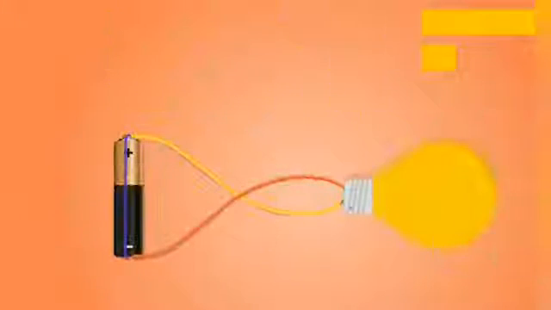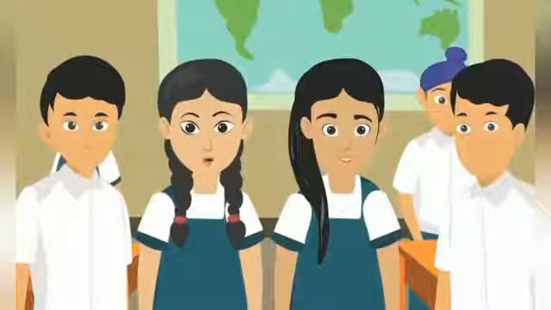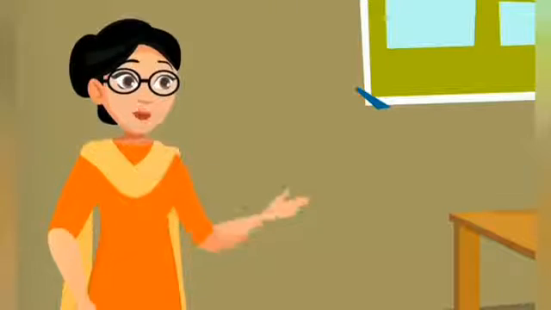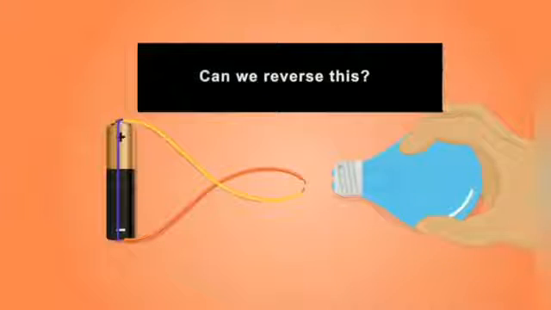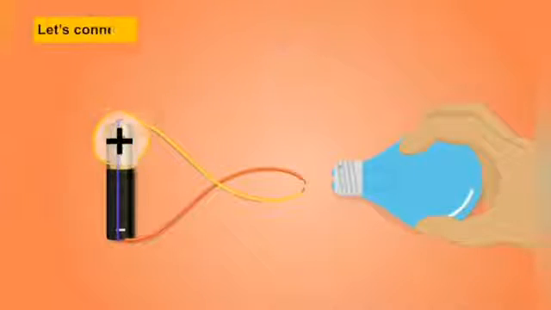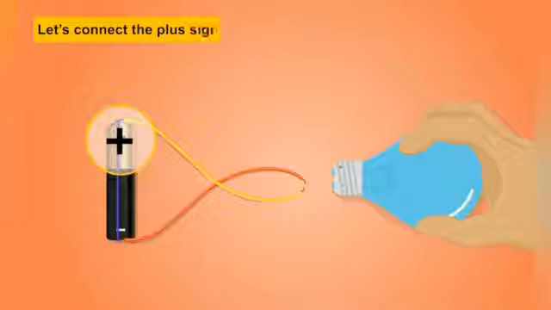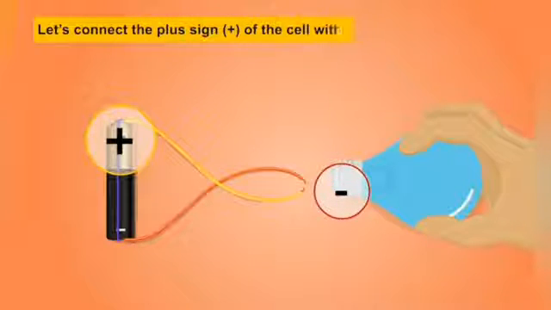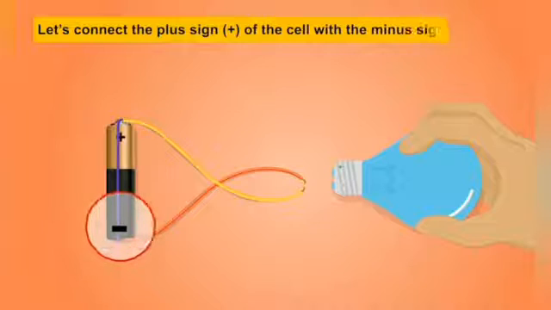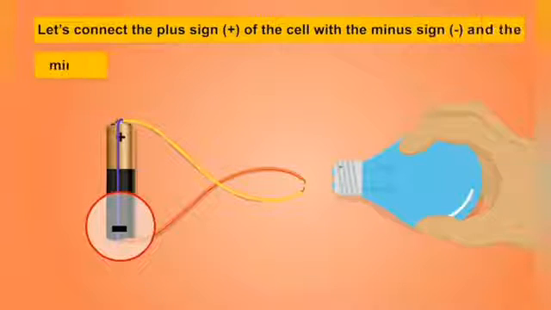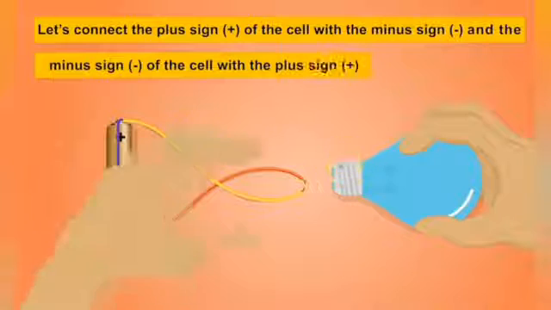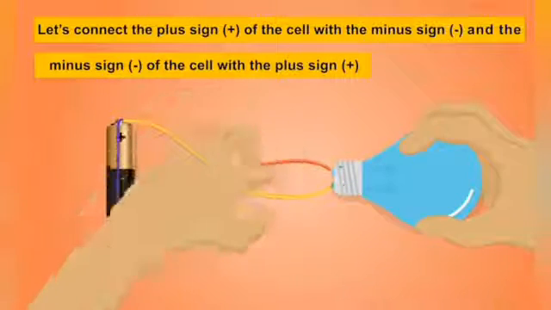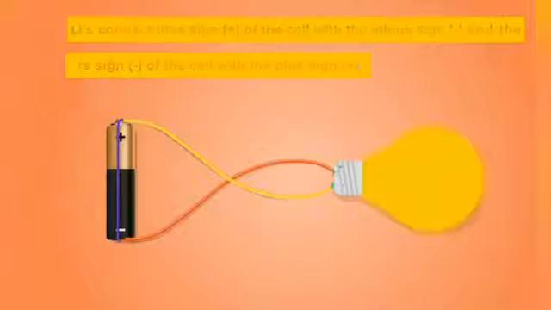On doing so, the bulb turns on. Seema Didi, look, the bulb has turned on. Oh wow! Now let us connect it upside down. Can we reverse this? Let's connect the plus sign of the cell with the minus sign of the bulb and the minus sign of the cell with the plus sign of the bulb. Even on doing this, the bulb turns on.